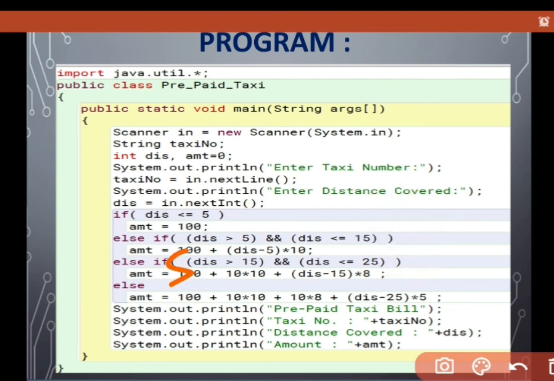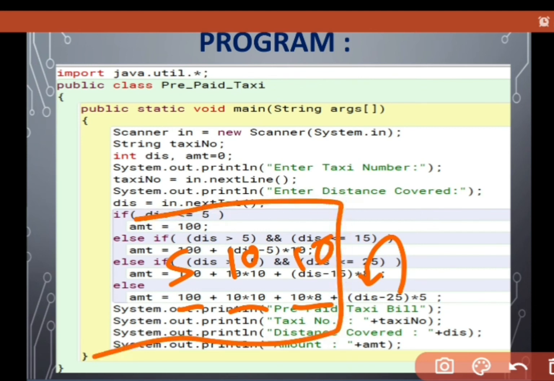For 5 kilometers I have to pay 100 rupees. For the next 10 kilometers I have to pay again 100 rupees. For the next 10 kilometers I have to pay 80 rupees. And what about more than 25 kilometers? If I'm covering, I have to subtract 25 from the distance because I had already paid it. And now whatever distance I'm covering more than 25, I have to pay for that only. That's why 5 rupees for each kilometer.